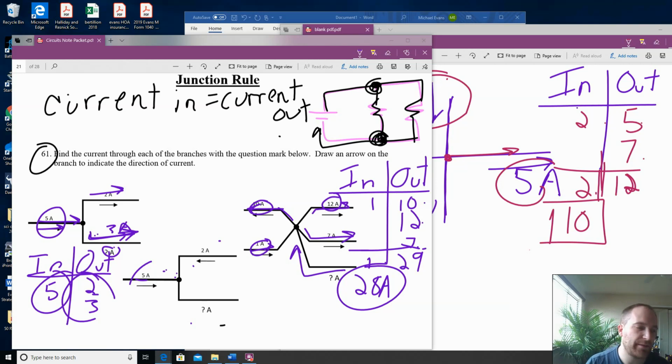There's a quest assignment. It's literally one question long, because this is the only question I could find on the junction rule. But give it a shot. I'll post the video solution to it as soon as I get around to it.